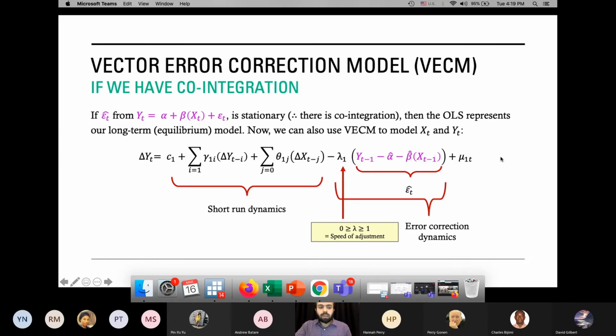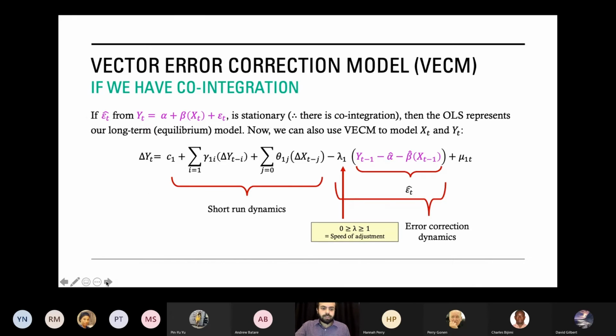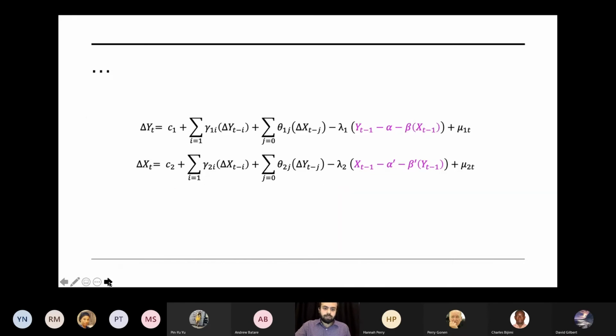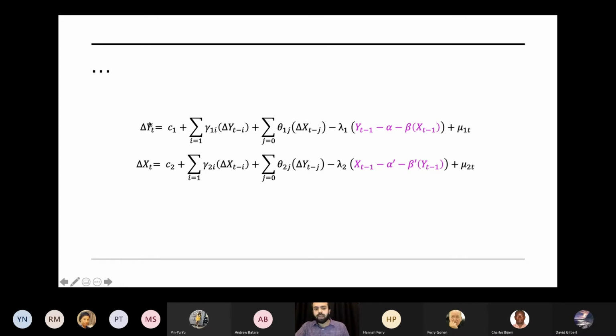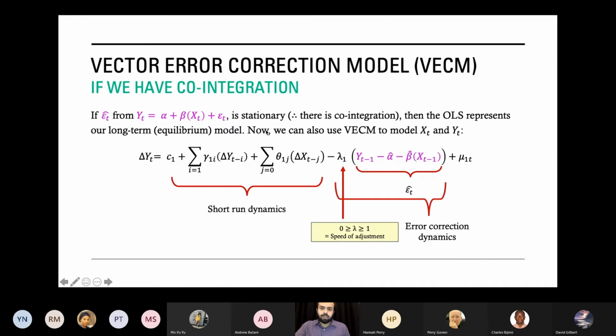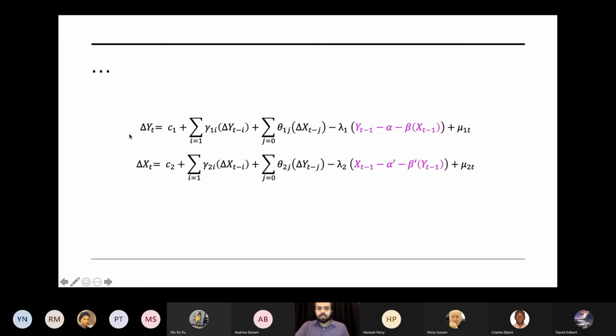But the error correction dynamics can be used when we have co-integration. If we don't have co-integration, then we don't have a long-term model, and we can only estimate the short-term model in first differences. What we have next: this equation was for only the difference of yt, and we can do exactly the same for xt. So we have a vector of error correction models, hence also abbreviated as VECM. We have a vector of error correction models, this one for yt, and in a very similar way, the same for xt.